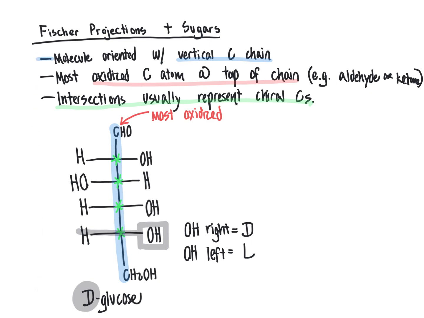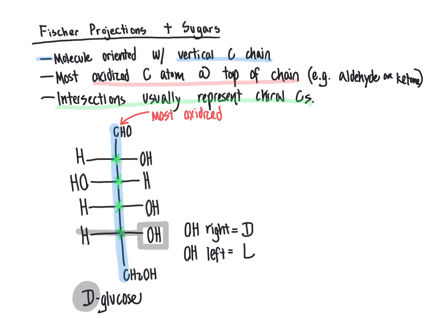You need to be able to assign the configuration as D versus L based on the orientation of this very last chiral carbon here, where the molecule is oriented starting from the most oxidized carbon and then down the chain here. This very last position hydroxy group is what drives whether it's D or L. Recognizing that these intersections here usually represent chiral carbons, and they definitely represent carbon atoms. We orient the molecule with the chain vertical, and the most oxidized carbon atom is at the top by convention.